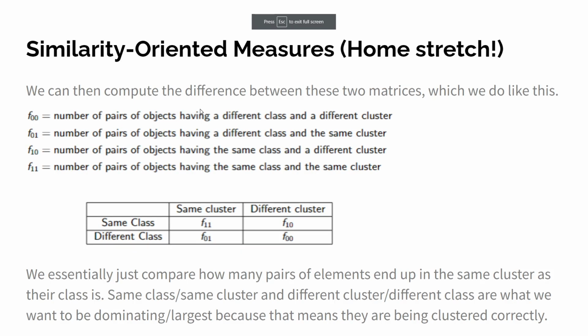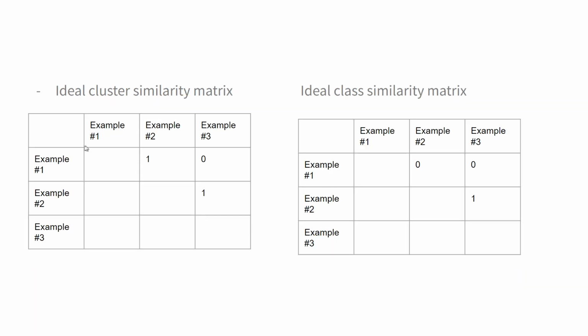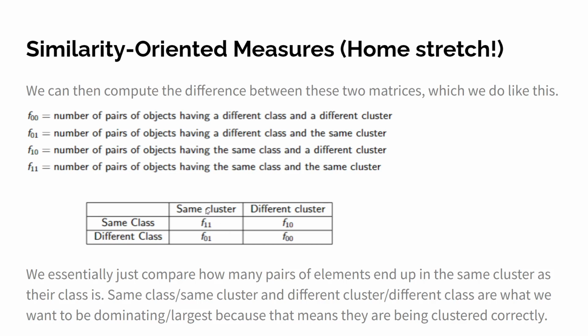Okay, here this looks very complicated. All we're saying is we're going to take what we've done here and we're just going to make a table. If they ended up in the same class and the same cluster, then that's good. We call it F11 when they're both 1, the number of pairs of objects having the same class and the same cluster. So we just look at every pair. So here the pairs would be example 1 and example 2, example 1 and example 3, example 2 and example 3. And we're going to just create a 2x2 table here saying the amount that got classified into the correct cluster. Got the pairs that got put into the same cluster, which we're supposed to because they have the same class.